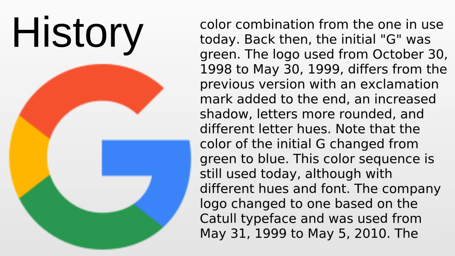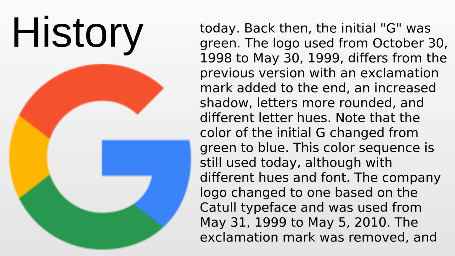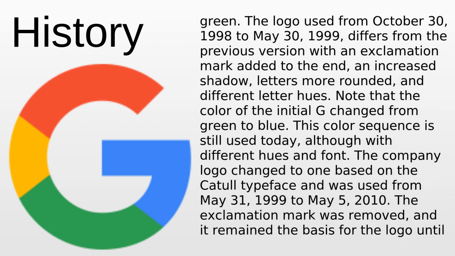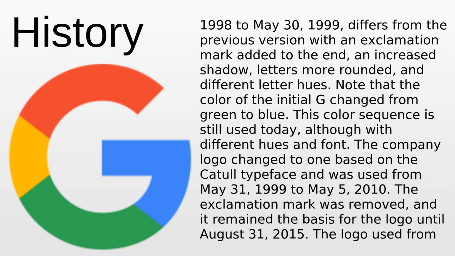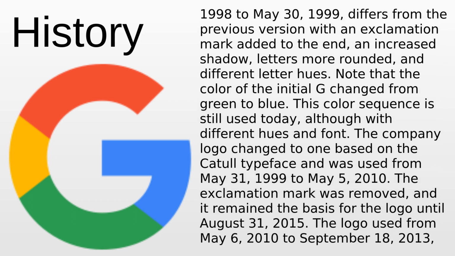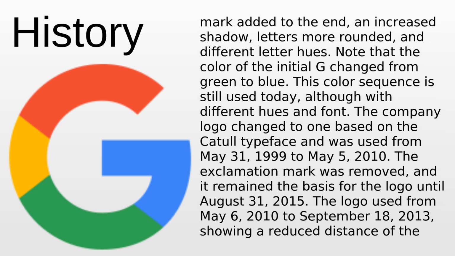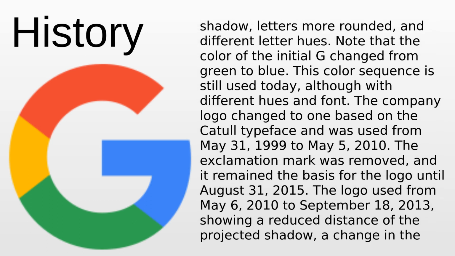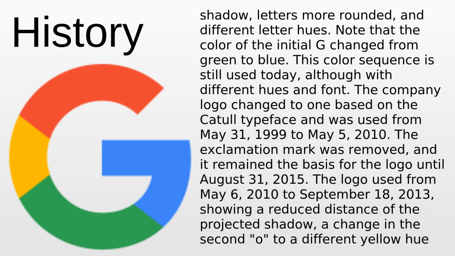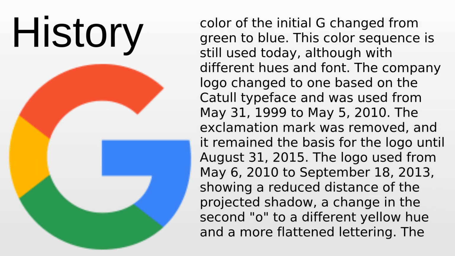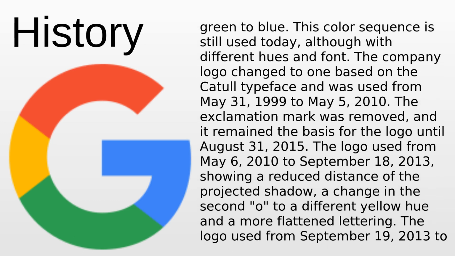The logo used from October 30, 1998 to May 30, 1999, differs from the previous version with an exclamation mark added to the end, an increased shadow, letters more rounded, and different letter hues. Note that the color of the initial G changed from green to blue. This color sequence is still used today, although with different hues and font.